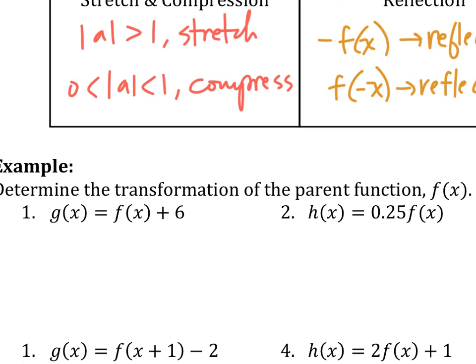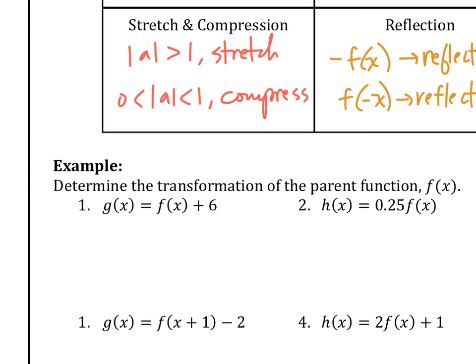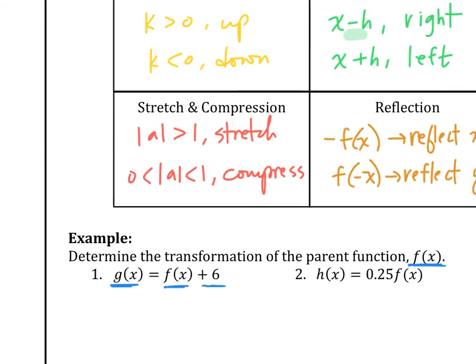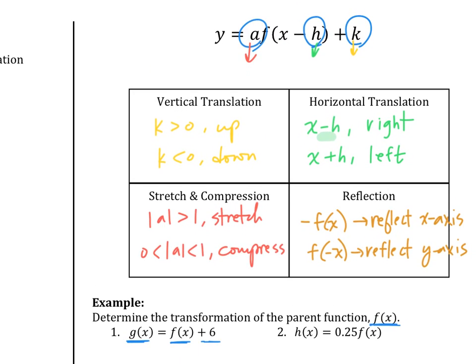Okay, so let's look at some examples. This one says, determine the transformation of the parent function f of x. The parent function in this case is just a very general function we call f. And this one says g is f plus 6. So now you have to ask yourself, plus 6 is which letter? a, h, or k?